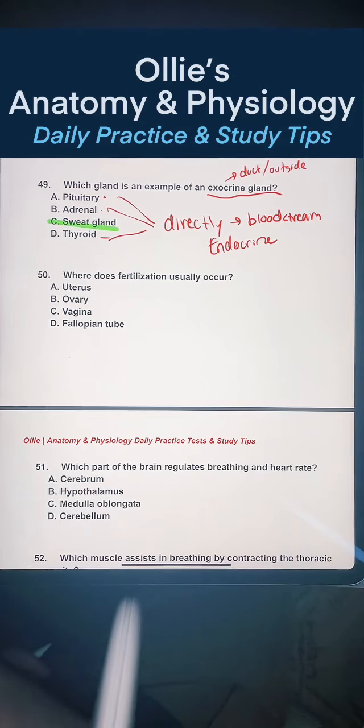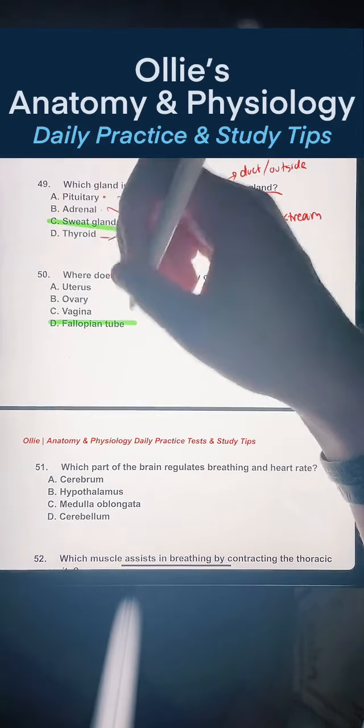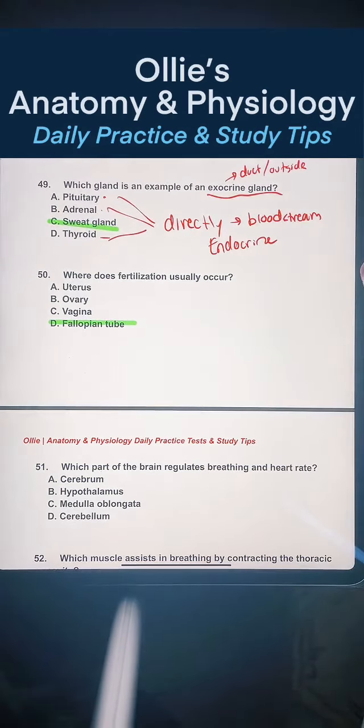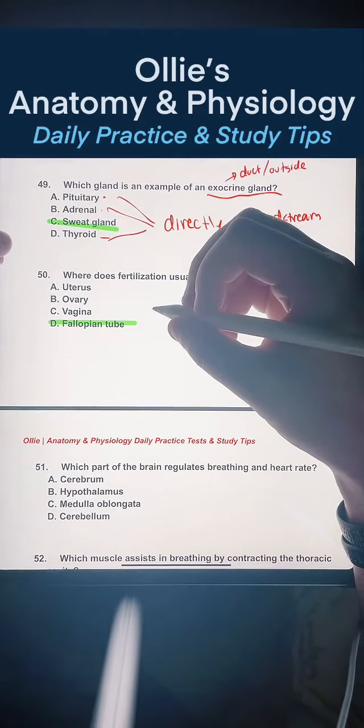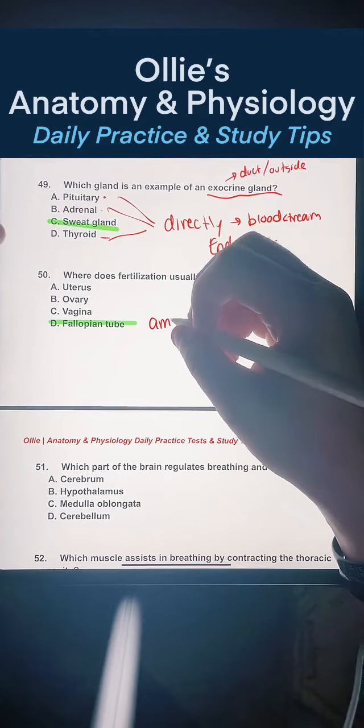We're on number 50 now. Where does fertilization usually occur? You guys have been answering. A lot of you guys got D, which is the right answer. It is the fallopian tube. So fertilization, where the sperm meets the egg, occurs at the fallopian tube, specifically the ampulla.